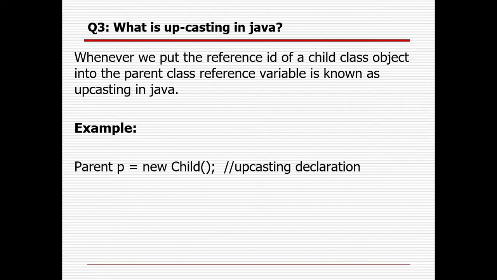What is upcasting in Java? Whenever we put the reference of a child class or subclass object into a parent class or base class reference variable, it is known as upcasting in Java. Here you can see I am using the parent class to create a reference, but I am assigning the object of the child class using the new keyword. So that is called upcasting. So using the child class object, you can create a reference of the parent class, and this is known as upcasting.